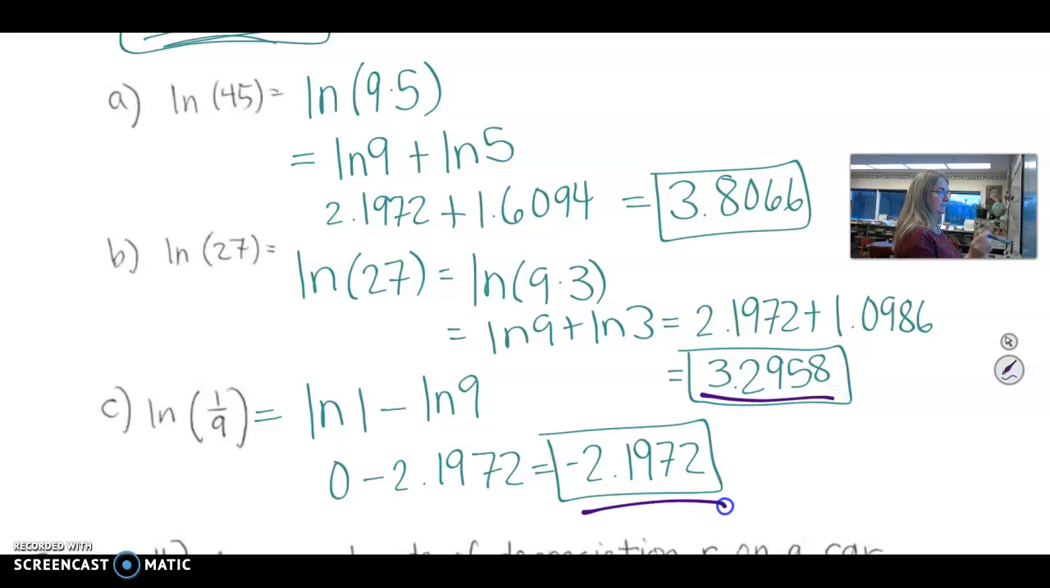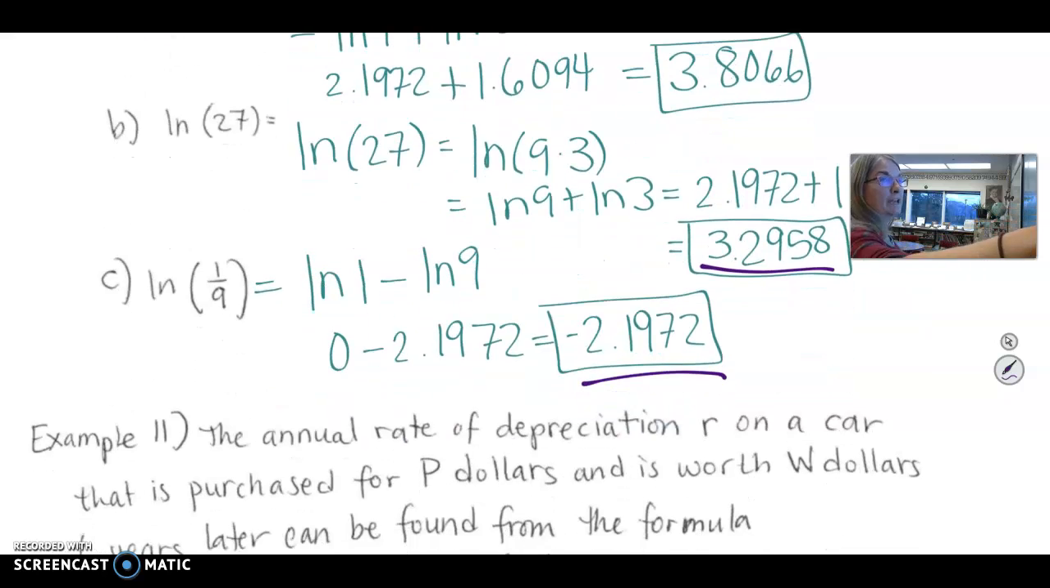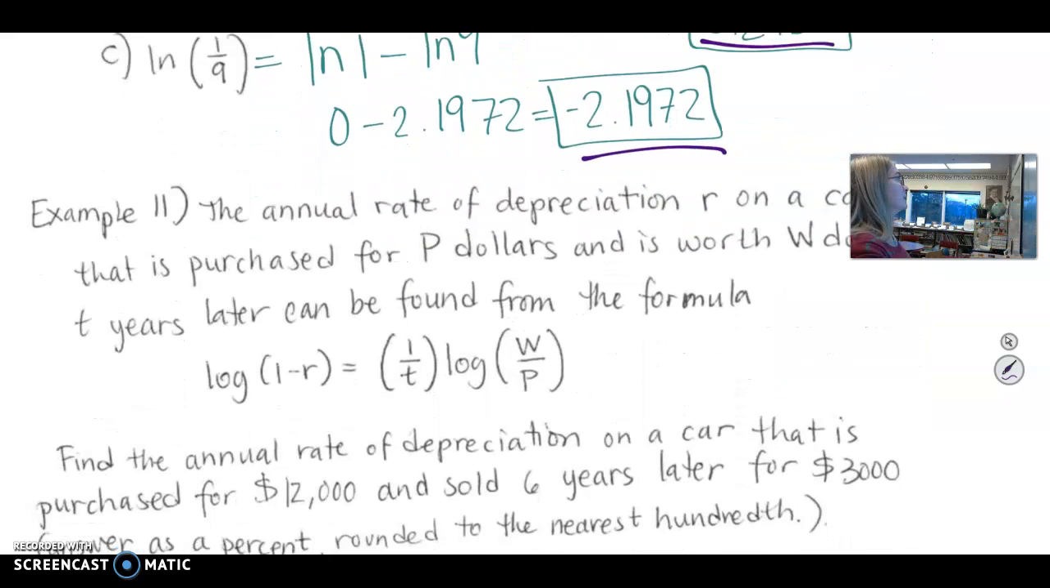And then for part C, I got negative 2.1972. Recall that ln of 1 is 0.